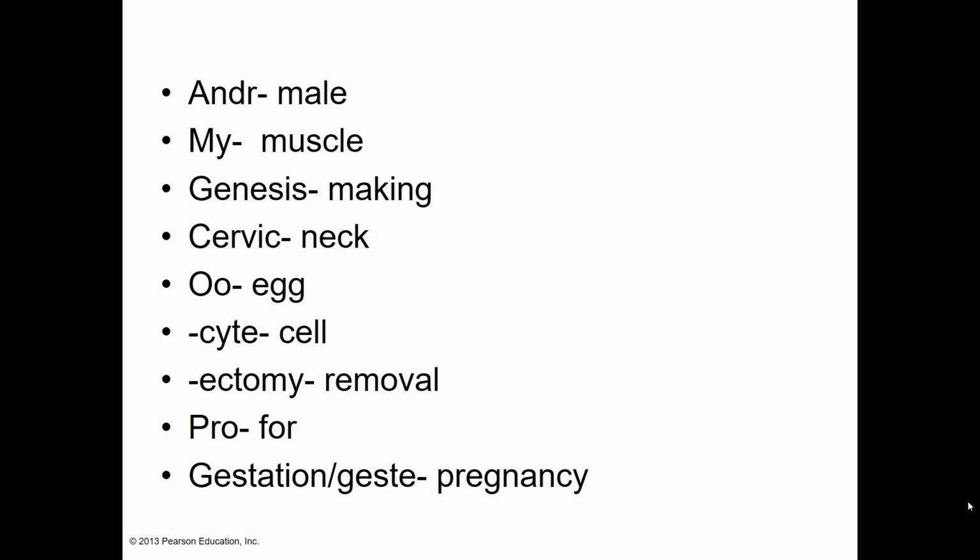A big one you're going to see is ander. Anything that has ander in it is male related. Genesis or gen means making, so you're going to see androgens. These are things that make males or are male related. Ectomy, you're going to see a lot. Site, you see in a lot of things, but just a few you'll get through. We won't get through all of these in this little intro video.